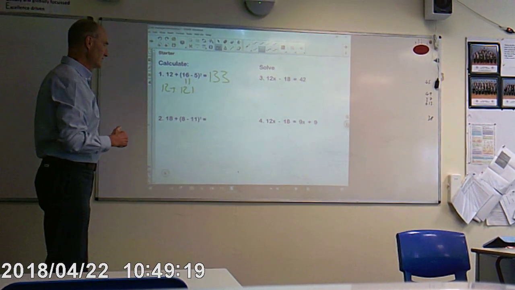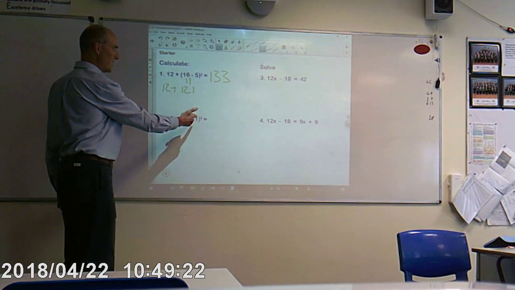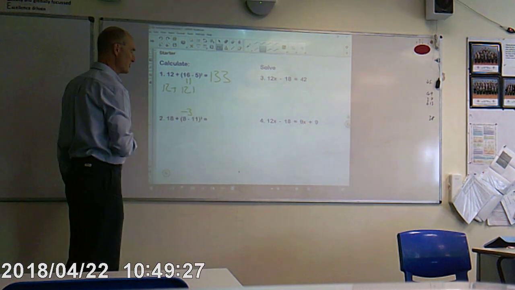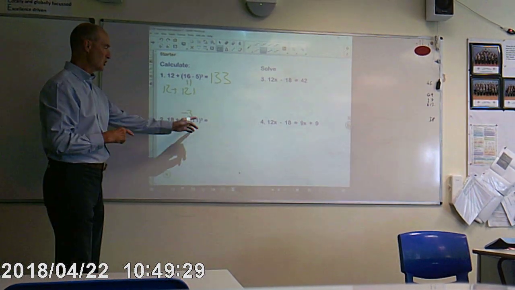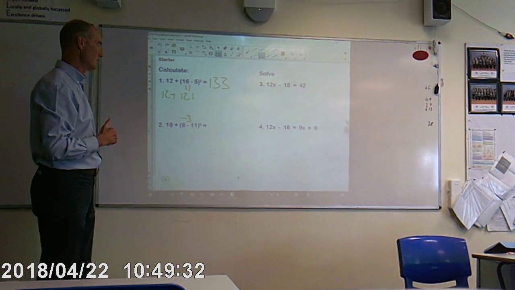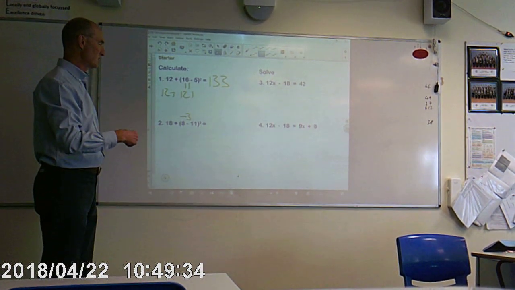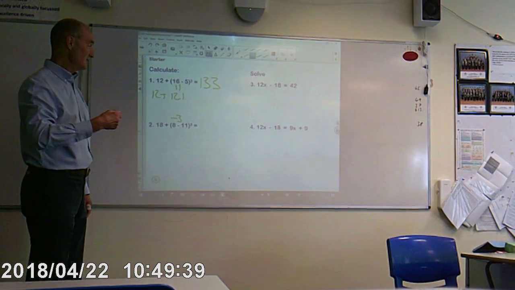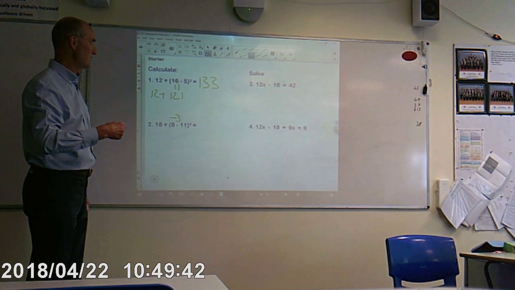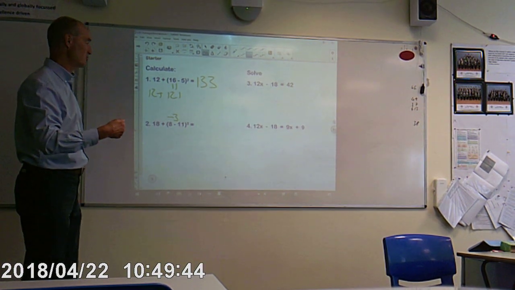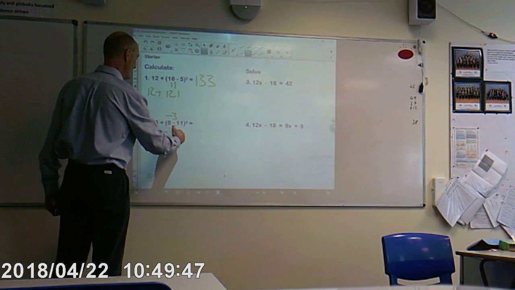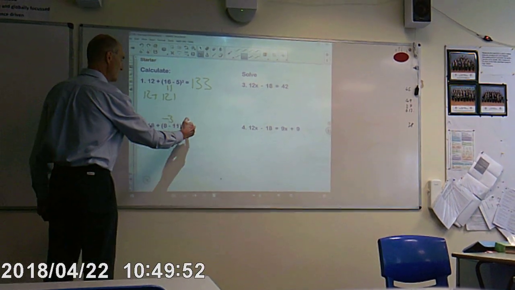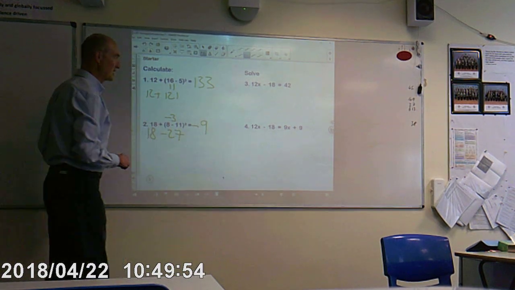Second example. Again, we've got a bracket. 8 subtract 11. What's 8 subtract 11? It's minus 3. What's minus 3 cubed? Because we've now got an indices to deal with. Minus 3 multiplied by minus 3 multiplied by minus 3. Minus 3 multiplied by minus 3 is a positive 9. Positive 9 multiplied by another minus 3 gives us a negative 27. So we've now got 18 subtract 27, so we've got a negative 9 as our solution.